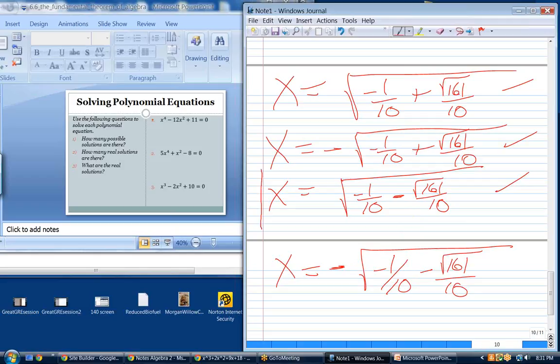Now, how to turn that into something that has I in it? I guess you would just convert that to... That's a good question. I'm not sure. I guess we would have to convert this to a number. Not that hard to do. You could put this in your calculator and come up with a decimal number, and then take the square root of that negative number, and then convert that to I.